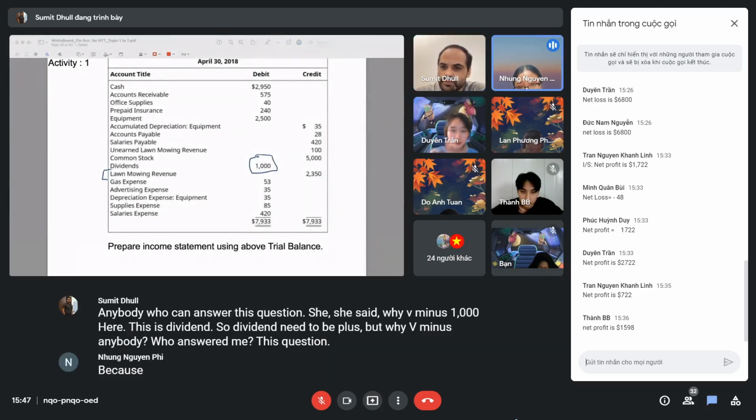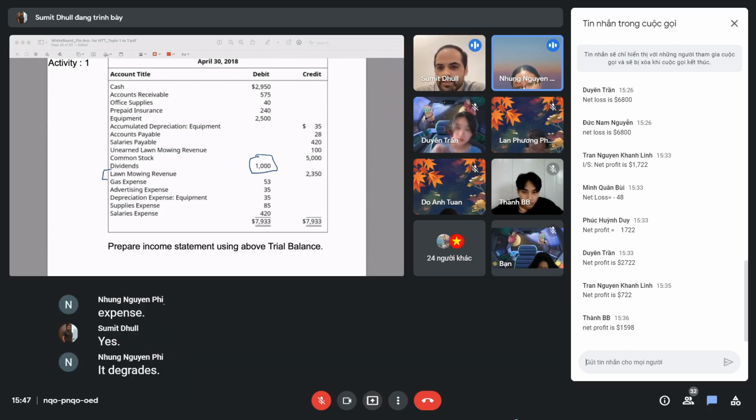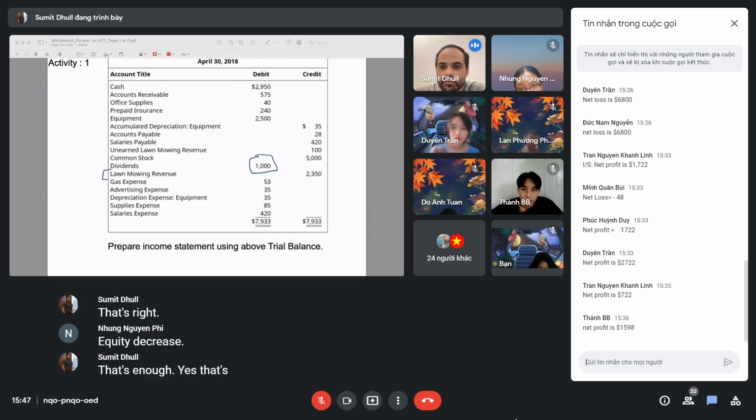Because if it's in the debit column, debit means that it is the dividend expense. It decreases equity. Yes, that's it. Thank you. Zwintran, did you understand? Yeah, I got it. Okay.